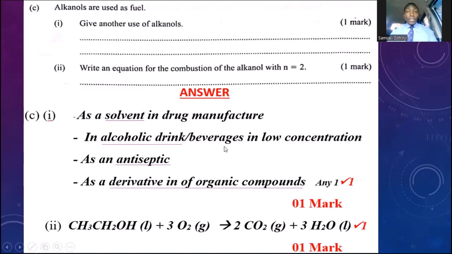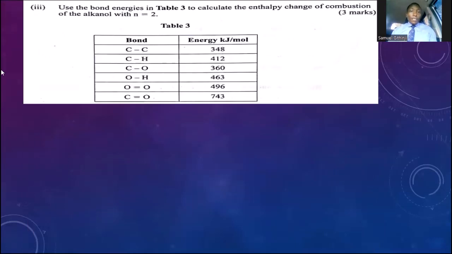So over here, my student, if you just say it is used as an alcohol, no. It is used to manufacture alcohols, no. Because itself is an alkanol, that is an alcohol. So you cannot just say it is used as an alcohol. Okay, it is used as an antiseptic, yes, as a derivative of very many organic compounds. The combustion of ethanol, you can see the equation. It must be balanced. Moving on, that is Roman 3 there.